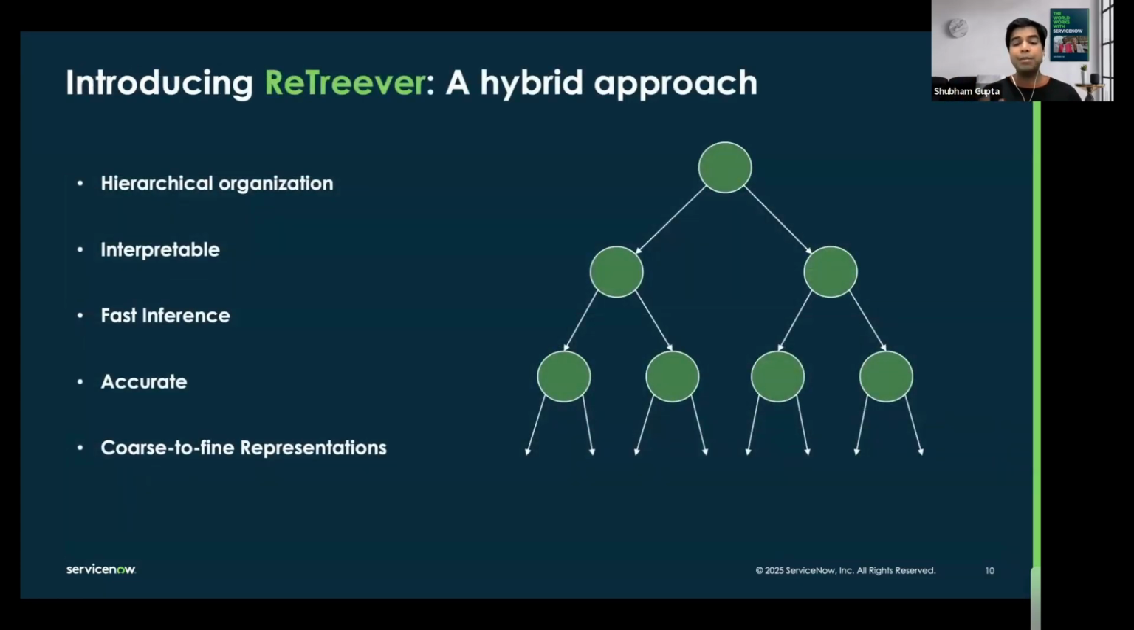In this realm lies our work, Retriever. It is a hybrid approach to the hierarchical systems and dense encoders. It introduces a hierarchical organization, which looks like a complete binary tree. It is interpretable. It has fast inference. It is also accurate. And it also goes to these coarse-to-fine representations. And I'll touch upon these one by one.